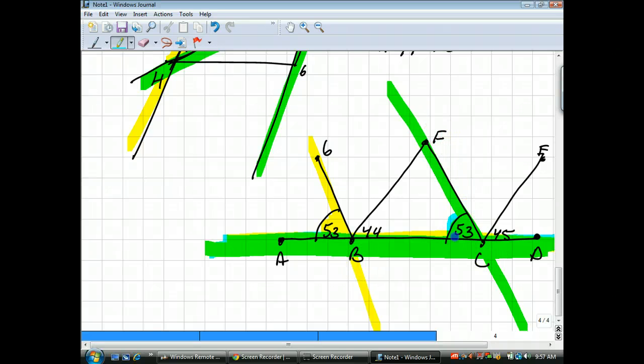And this angle and this angle are above the transversal and both to the left of the lines. So those are corresponding angles. So I have two lines cut by a transversal and corresponding angles are congruent. So the two lines must be parallel. So line GB has to be parallel to line FC.